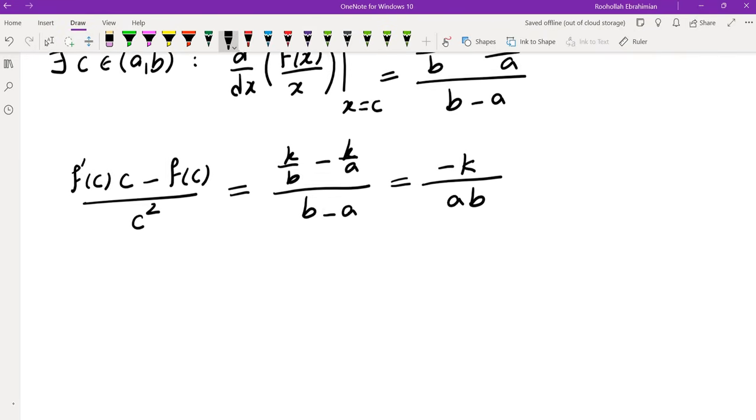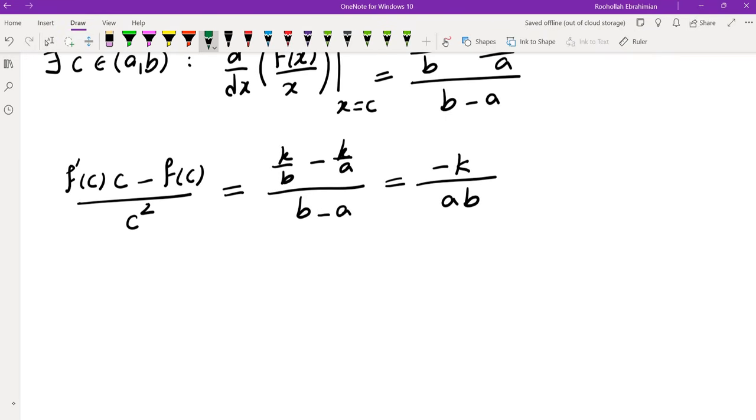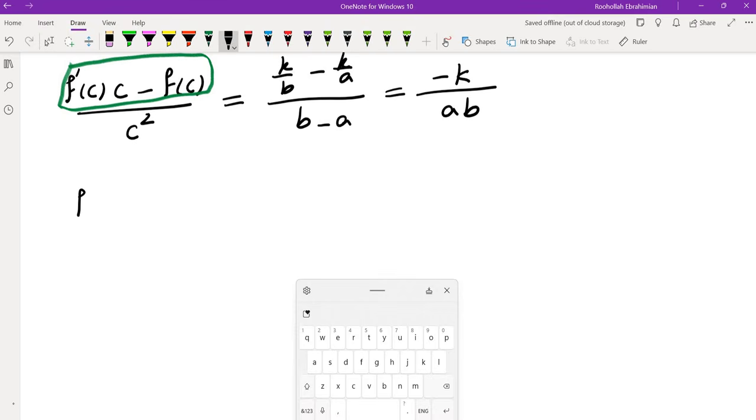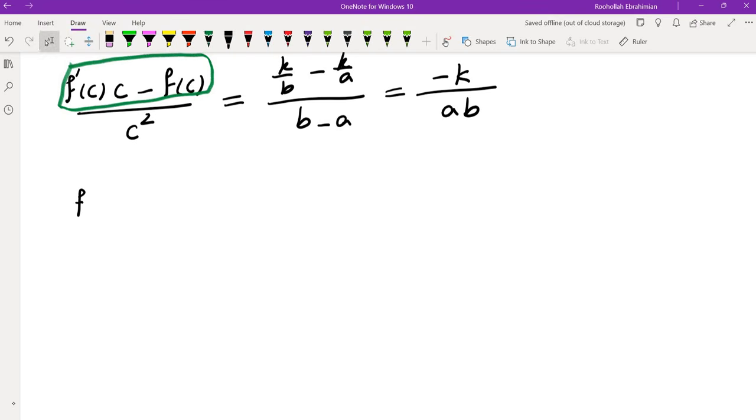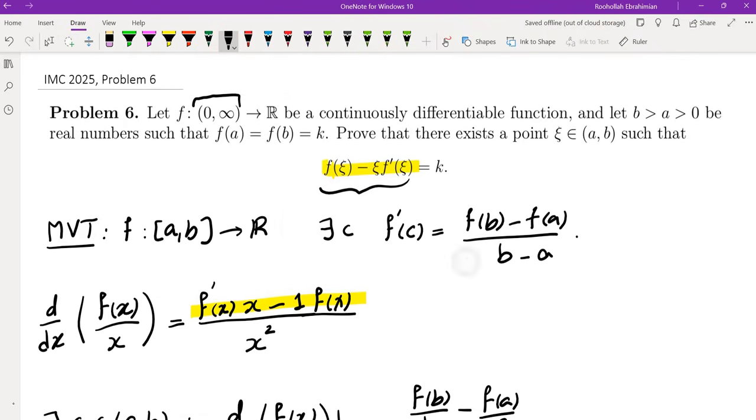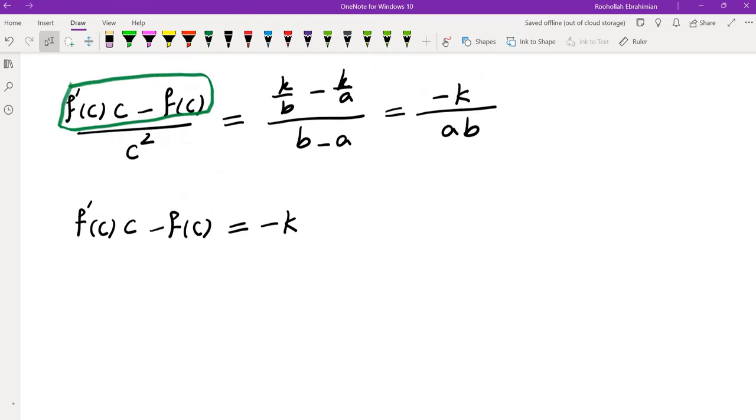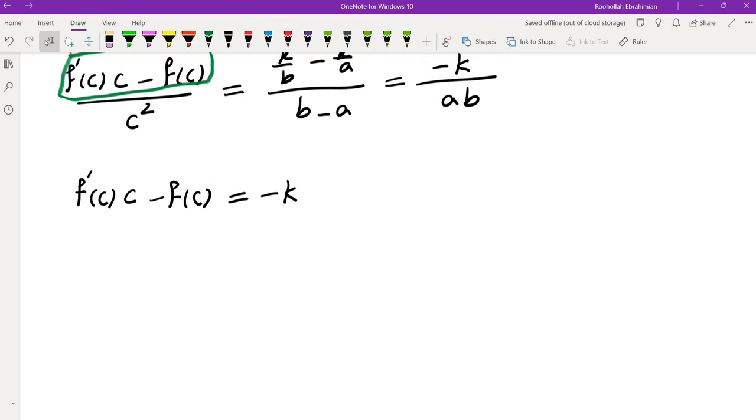So this isn't exactly what we wanted, because we wanted to show this c gives us this expression is equal to k. So I decided that I have to modify my idea. Still, the idea that this is the derivative of f of x over x seems to be a good idea, but I'm going to modify this. So they told us that this is equal to negative k. This is slightly different from what we started with. What we started with was f of psi minus psi f prime of psi, and this is the negative of that. So this is what we want to show.